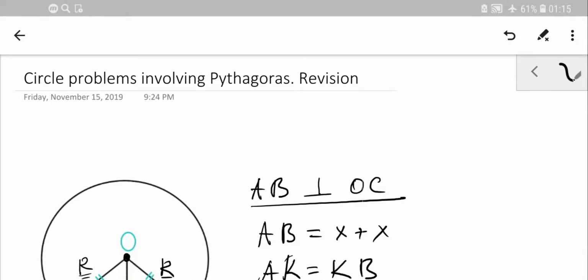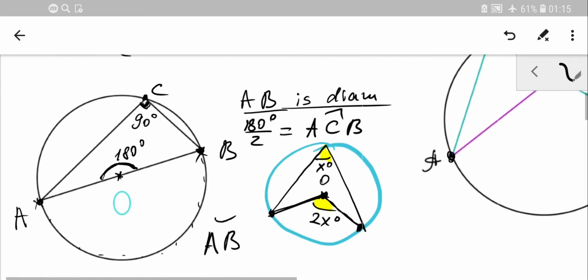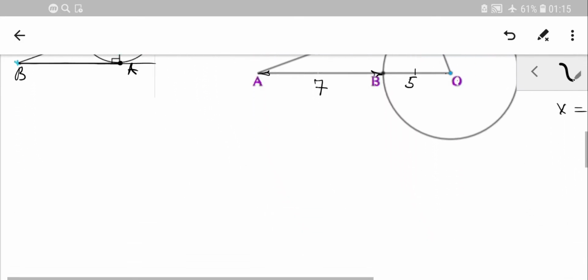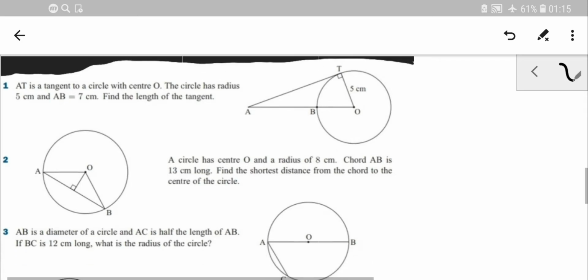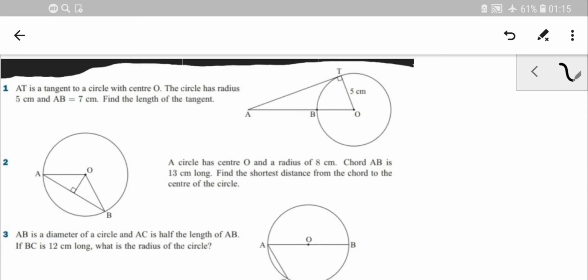Hey, we are about to revise circle problems involving Pythagoras. So that's the theoretical basis behind the scene, and here are the problems that we need to start doing right now. So let's get started.